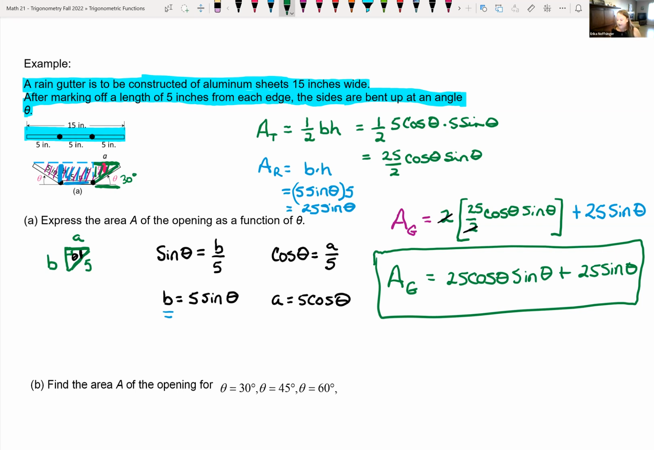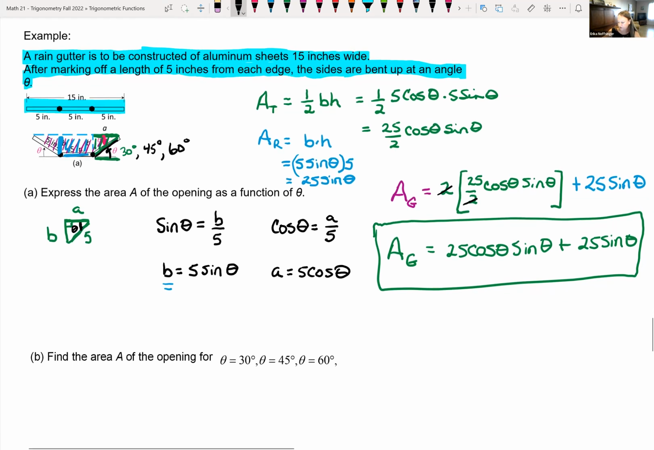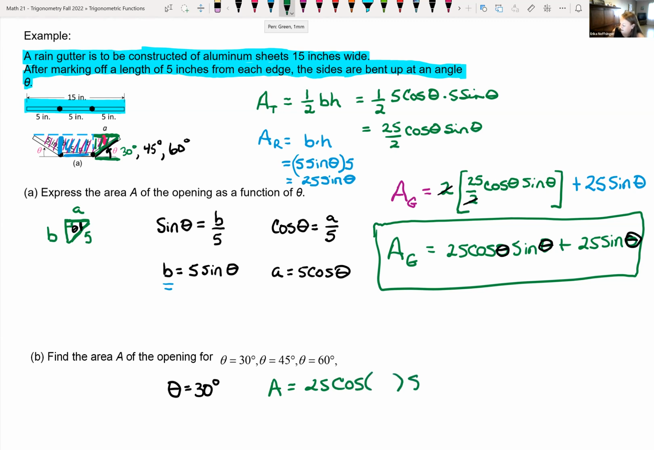Now we can figure out what is the area if we had rotated up 30 degrees to form this, or if we rotated up 45 degrees, or 60 degrees is what they want us to check out. So let's just do one of them, and then I'll have you try the other 2. So let's just do the 30 degrees. We're just going to be plugging in wherever we saw theta in that formula we just derived. So we have 25 cosine of 30 degrees times sine of 30 degrees plus 25 times sine of 30 degrees.